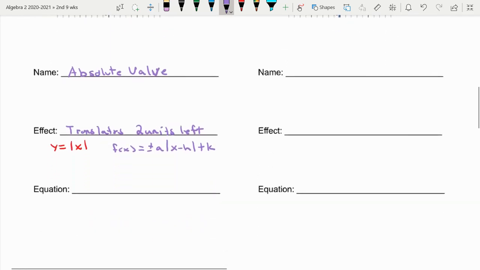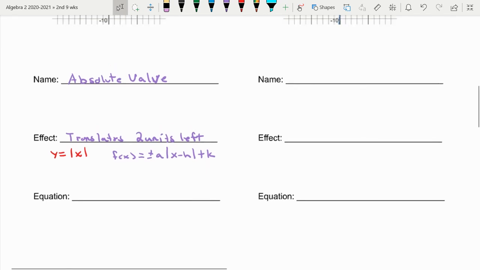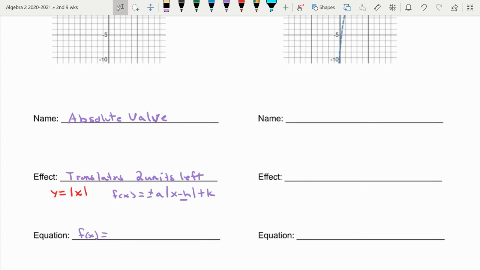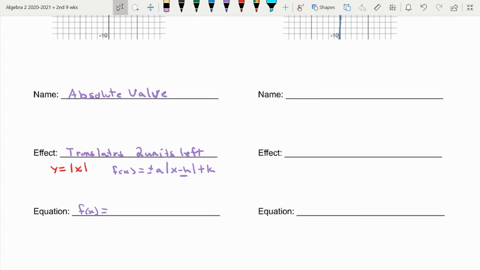All right. Since the only thing that happens to this function is that it moves to the left, we're just worried about this h right there. So here's how it's going to go. We're going to write the equation, f of x equals. It didn't open downward, so there was no reflection, so we use the plus, we don't need to write plus. There's no dilation, so it's a 1, we don't need the 1, anything times 1 is itself. So I'm going to start with the bars, working left to right. We have x minus, and if it moves to the left, what does that mean? That means h is equal to negative 2.